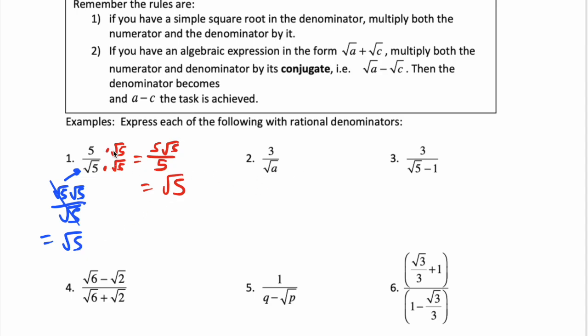Or you could divide the numerator and denominator by root 5. That works as well. Here, same thing, it's just a variable, so you're going to have 3 root a over a, and that's it.